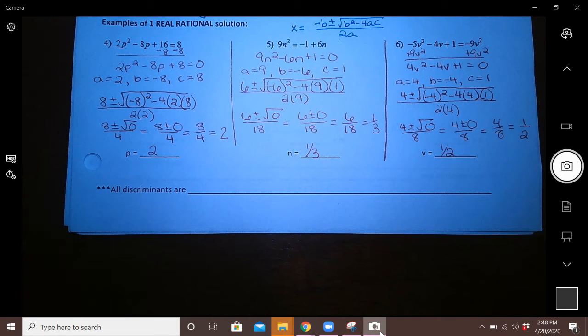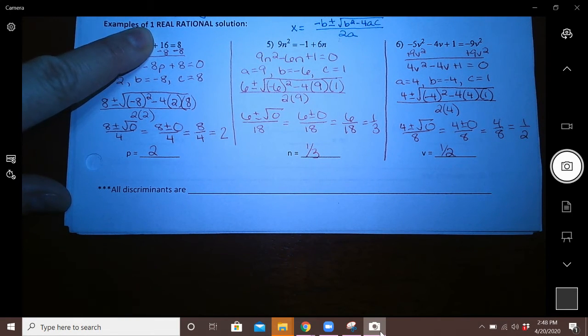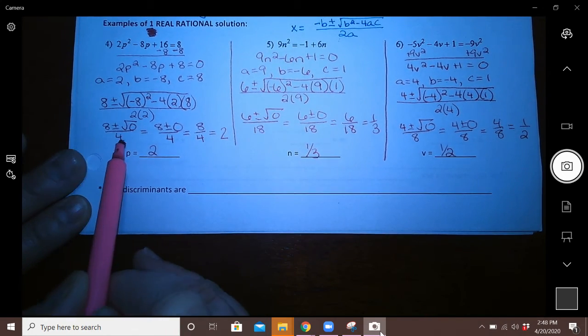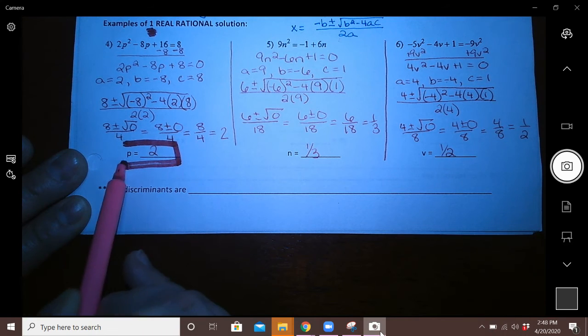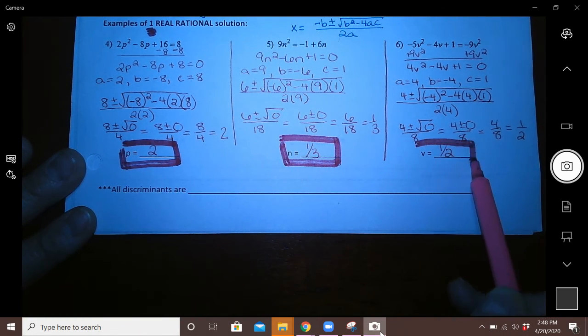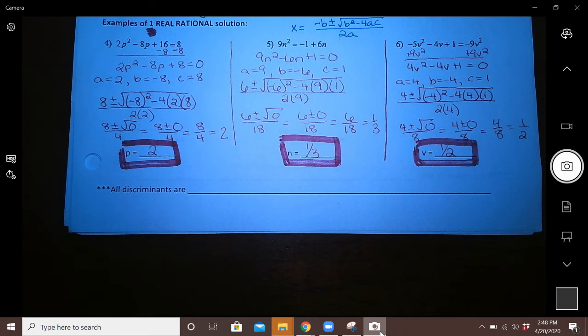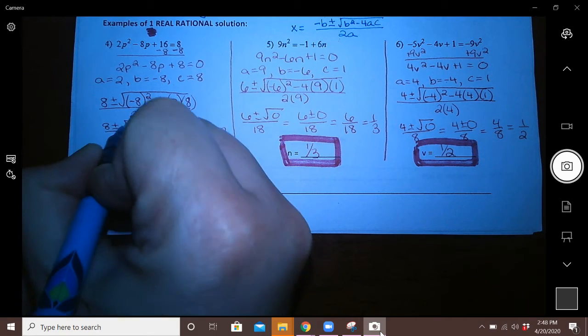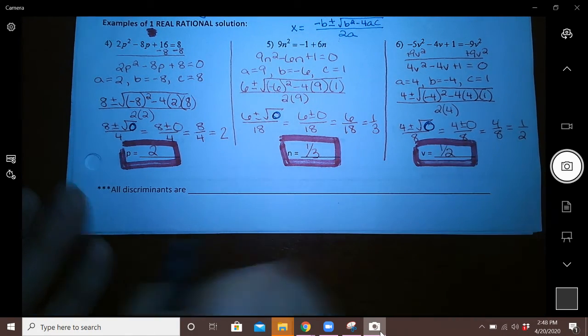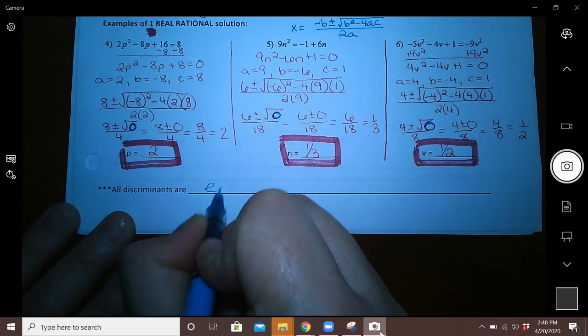So this video was all about examples of one real rational solution, and we got one solution for each term. I'm going to box my final answers here. And you guys, it all comes back to that discriminant value. What is the discriminant for all of these examples? Discriminant is 0. Discriminant is 0 every single time. All discriminants are equal to 0.